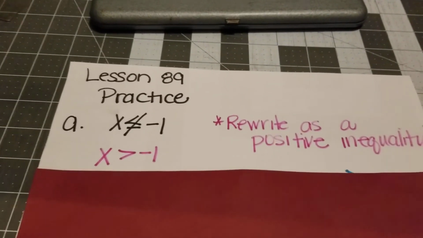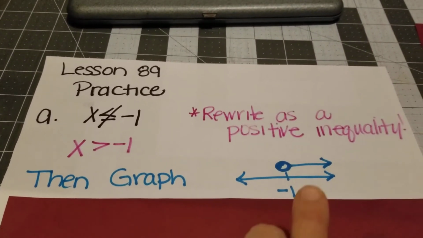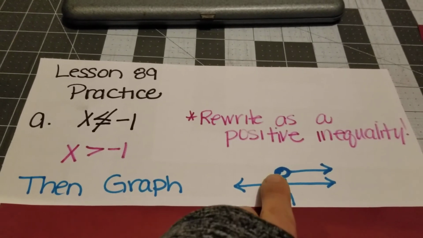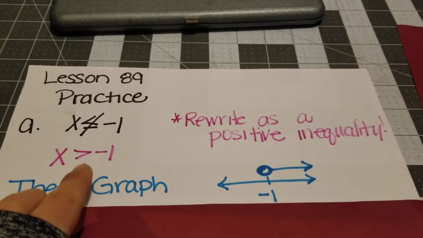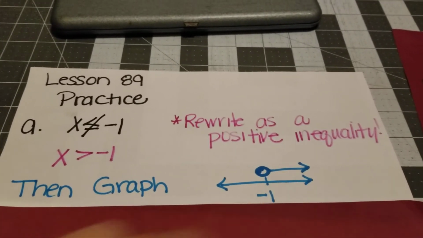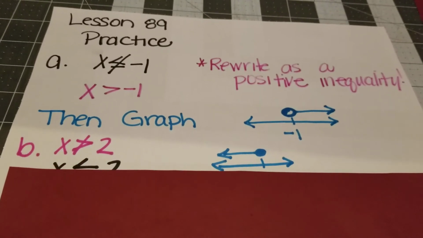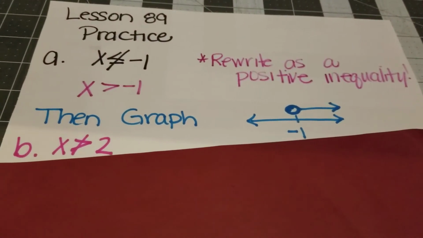So if I go to graph that then, I'm going to have my graph, I'm going to have my -1, and I'm going to have my open circle, since it's not less than, it's just greater than. And then we're going to shade off to the right because it's greater than. Okay, example B.